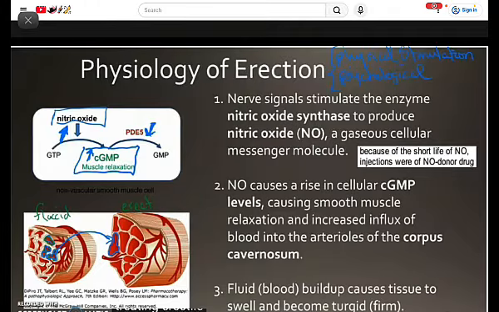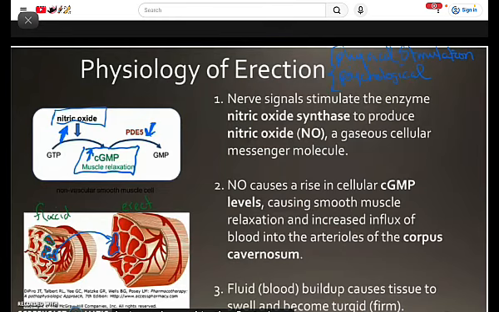So when you hear about something like Viagra or Cialis, those are going to be PDE5 inhibitors. There is out there an incorrect belief that these will actually cause erection themselves, but they're never going to cause erection unless nitric oxide is being released. If cGMP is not high, blocking PDE5 isn't going to do anything. So stimulation has to occur for PDE5 inhibitors to cause erection.